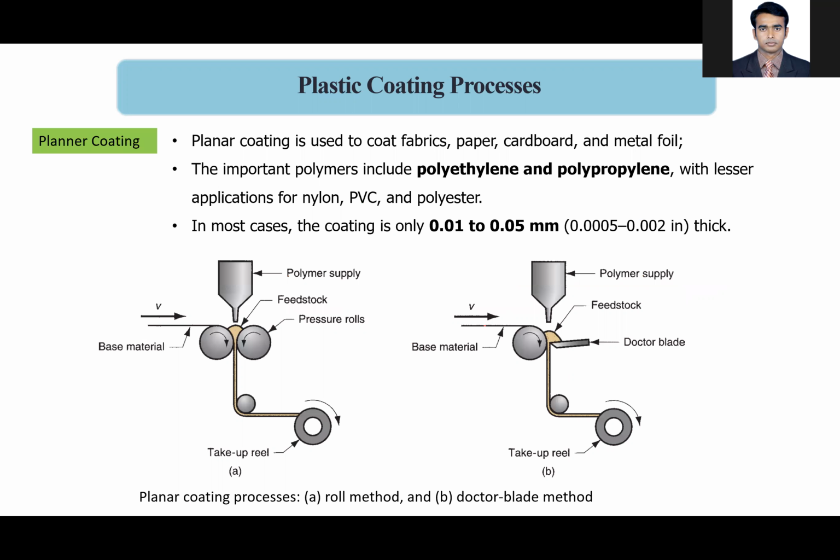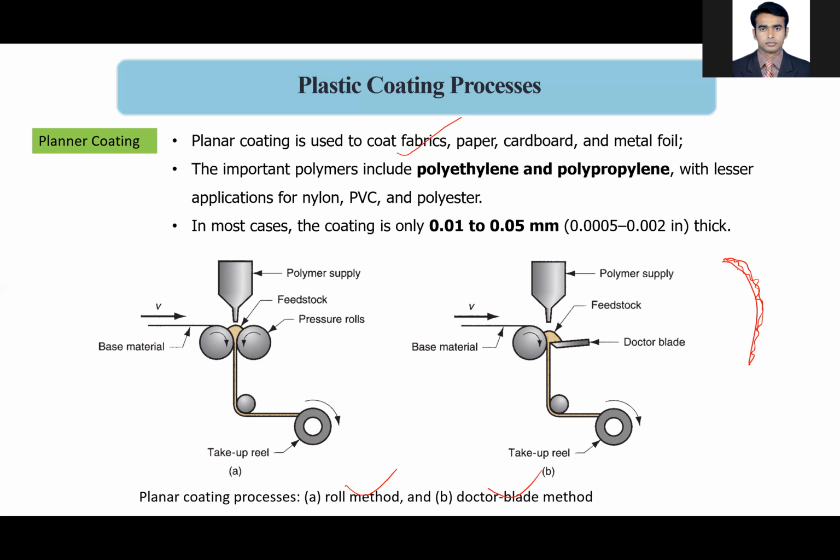And for planar coating, we can use two methods like the roll method or the doctor blade method. In the case of coating, we introduce the coating onto fabrics. Or let's say, do you remember the leather jackets? Actually, the artificial leather jackets. How do they produce that artificial leather? They have a cloth and they coat it with a polystyrene plastic.